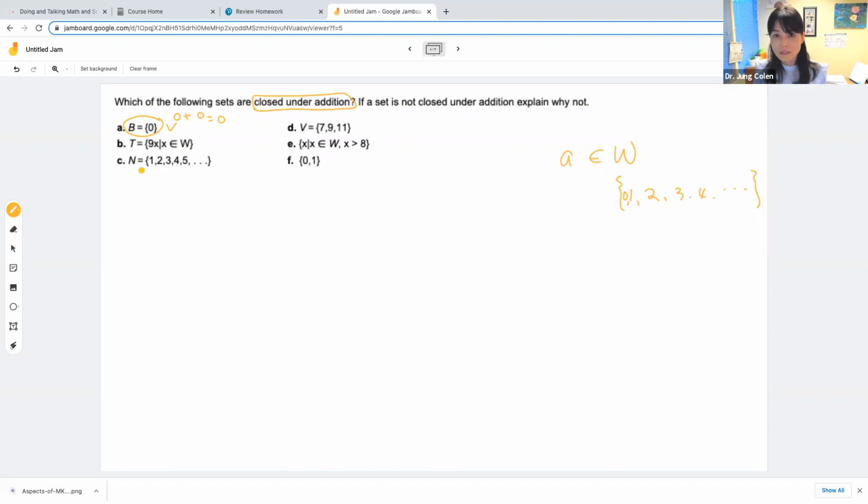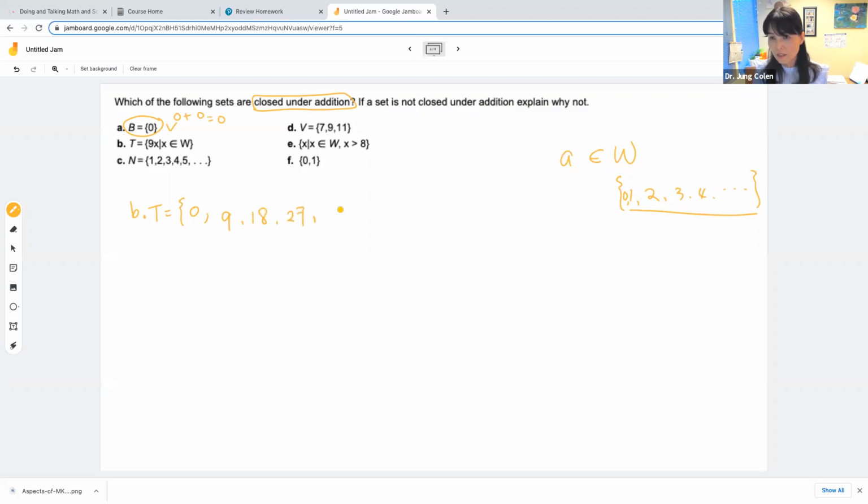Okay. How about B? It says set T is the set of 9 times x such that x is a whole number. So I'm looking at part B. So set T is 9 times any number. So we know that all the elements in whole numbers are 0, 1, 2, 3, 4, 5, 6, and so on. But our set T is 9 times those numbers. What's 9 times 0? 0, 9 times 1, 9, 9 times 2, 18, so multiples of 9.